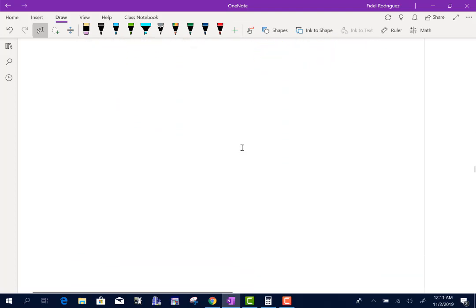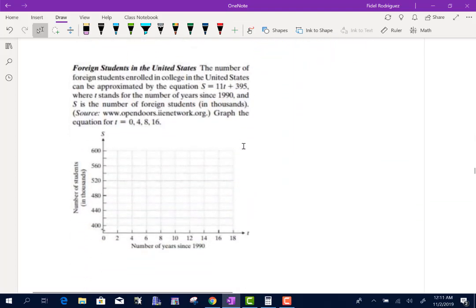All right. Let's see, this one here. Let's take a look at what we have. It says the number of foreign students enrolled in college in the United States can be approximated by the equation. Okay, they give me an equation there. S equals 11t plus 395, where t stands for the number of years since 1990. Okay, and S is the number of foreign students in thousands. Okay, so look what it's telling us to do. Let's graph the equation, and it gives me some t values.